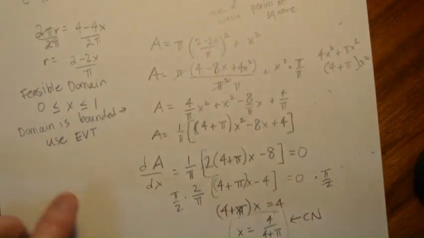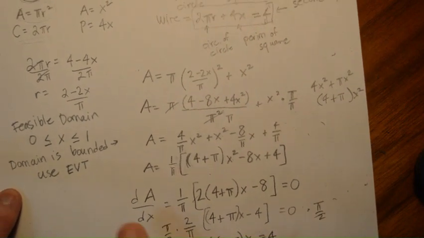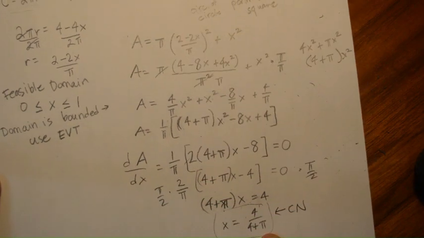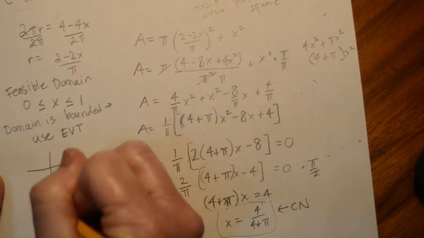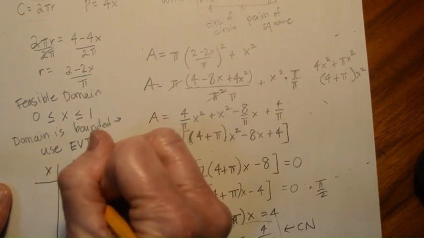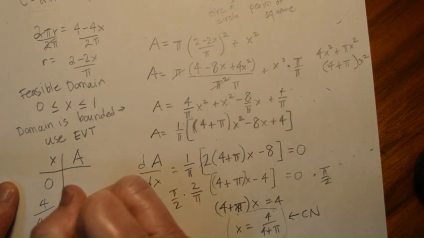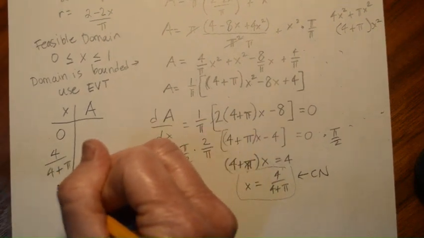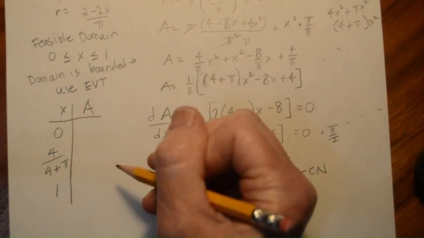Right, so again, because of the extreme value theorem, it's in this bounded region, the max or min could occur on an endpoint, so I have to include those. And so I'm going to set up a table here with my x values, with my A values. I can use 0, I can use 4 over 4 plus pi, and I could use 1 as my 3 test values, right?